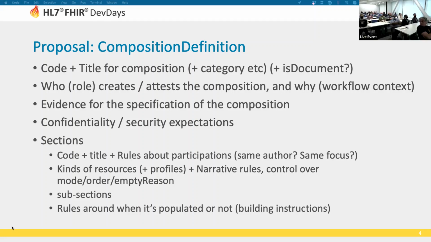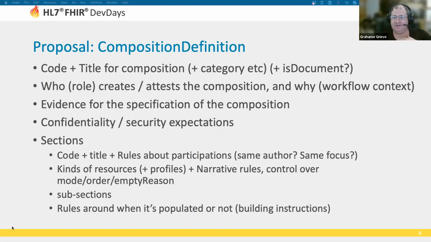Hi, Graham, Mark Kramer. I'm getting confused again between a profile on composition and the composition definition. And I guess in general between the definitional things and the profiles of things. Could you help me out?